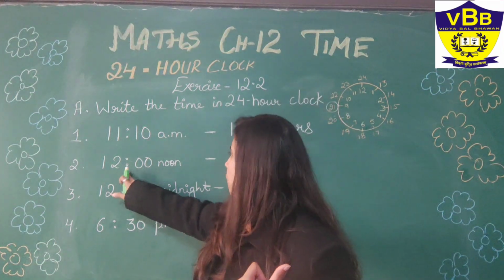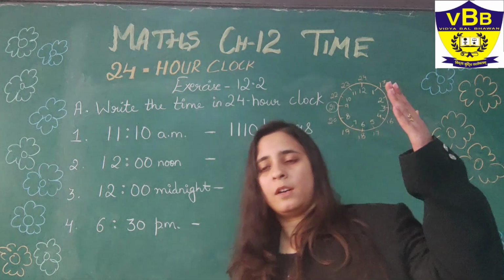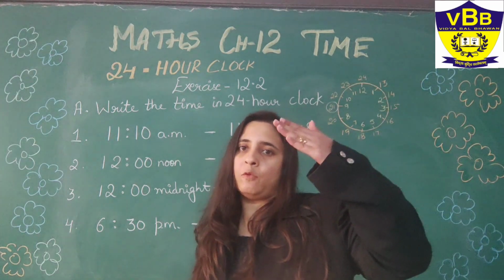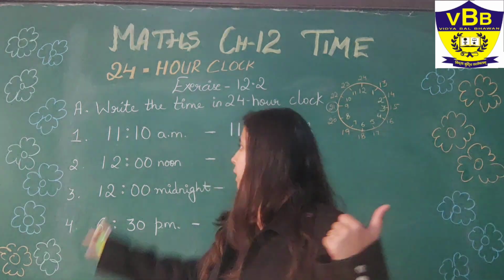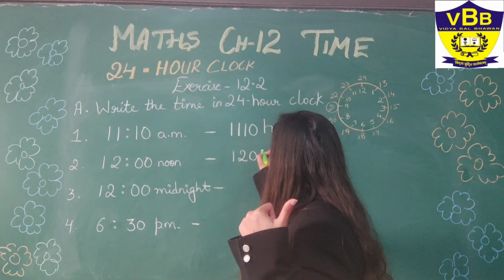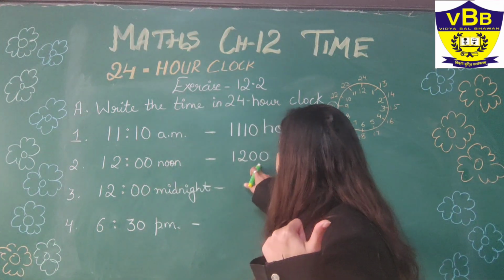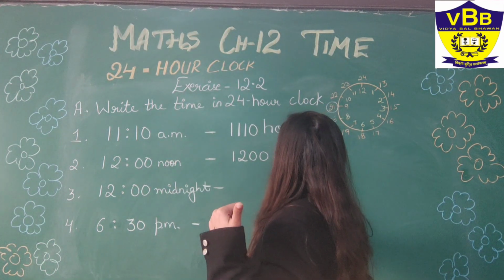Alright. Now it is 12 noon. For 12 noon, that means from 12 midnight to 12 noon, we are using the same 24-hour clock. So it will simply become 12 hours 00 because there are 00 minutes. So it will become 12:00 hours.